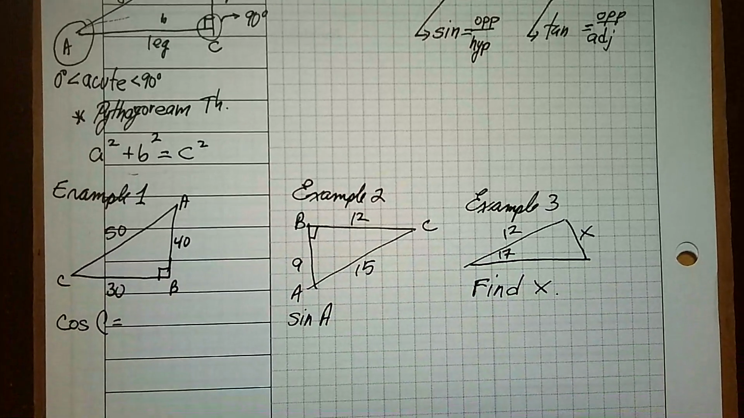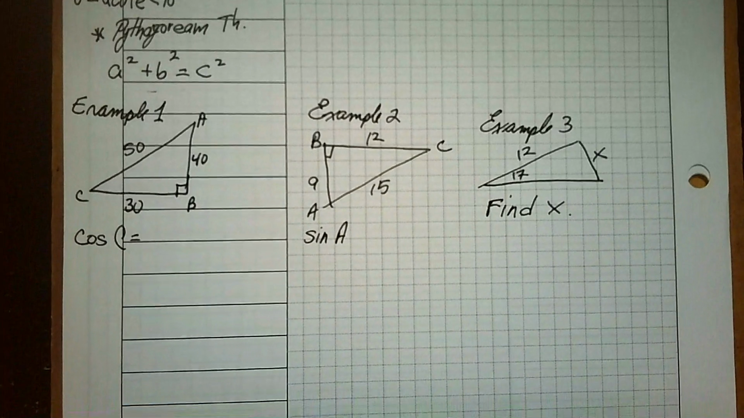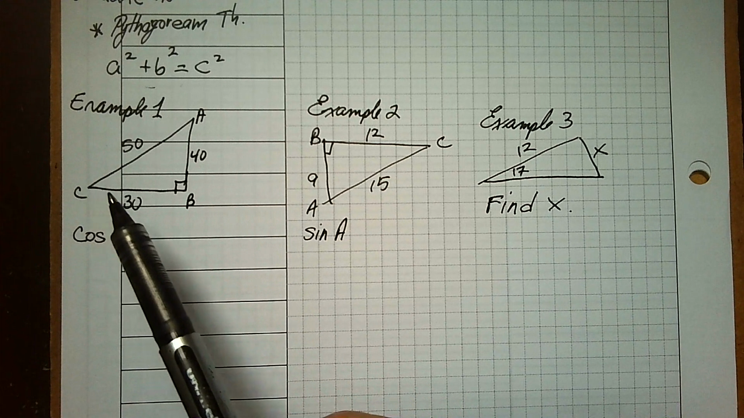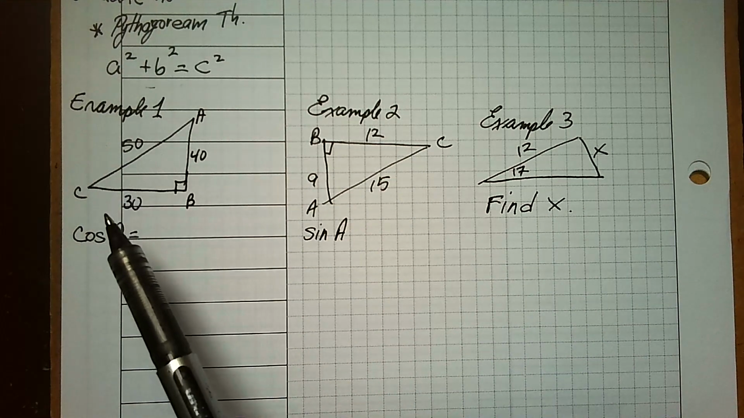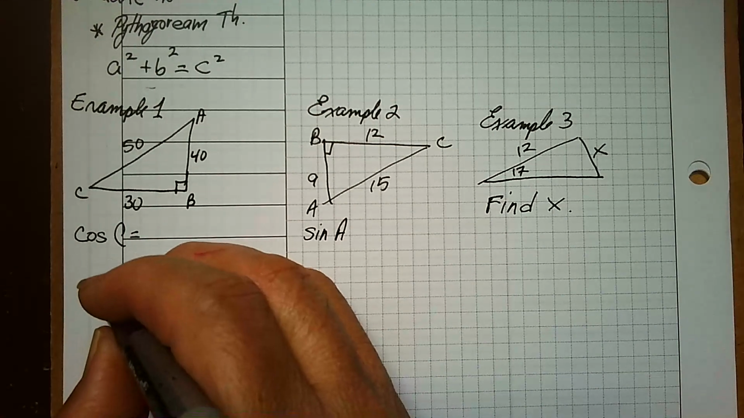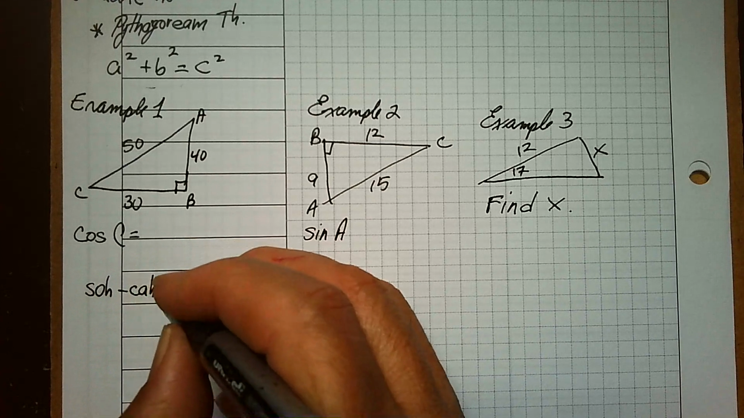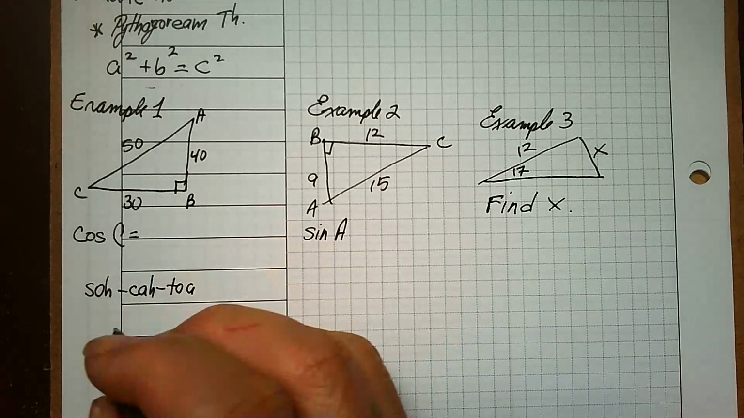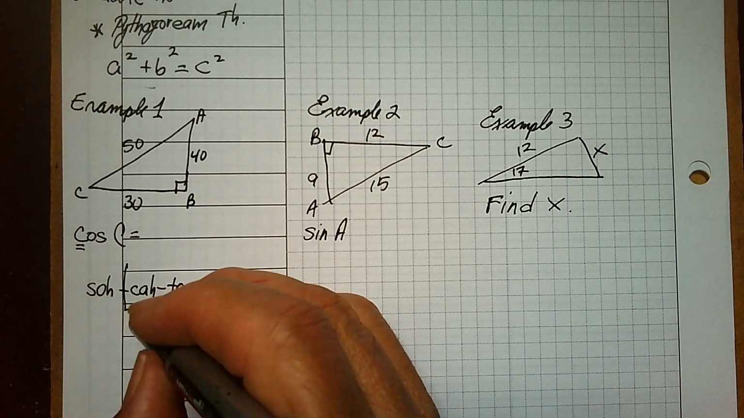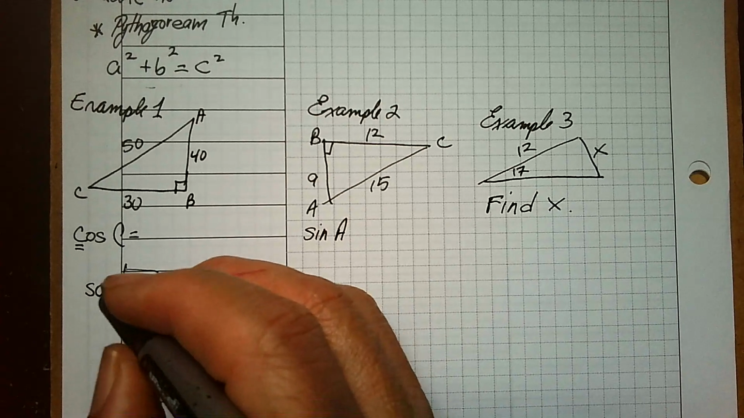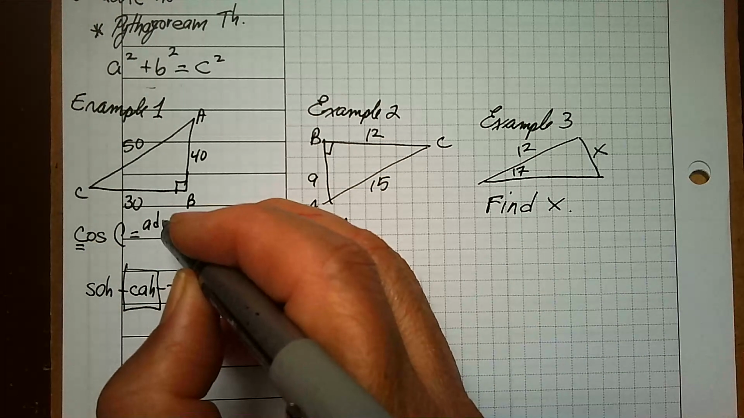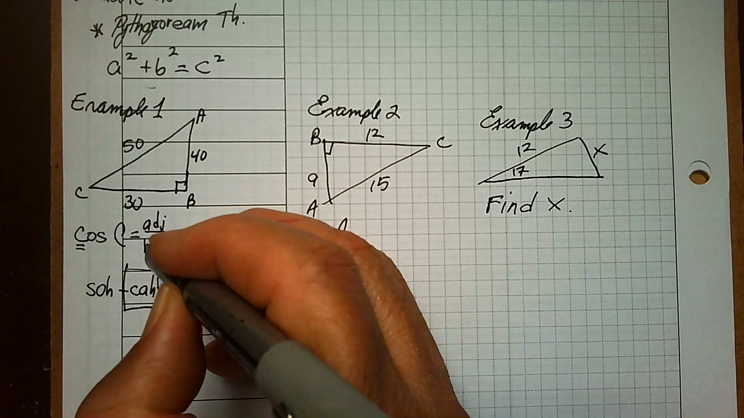Example number 1. They gave you a right triangle named ABC with sides 30, 40, and 50, and they asked you for the cosine of C. Now to do that, remember SOHCAHTOA. So for this problem, which of these do I need? Since they gave me the cosine, I'm going to be using this part of the phrase, CAH. The C is for cosine, the A is for the adjacent, and H is for the hypotenuse.